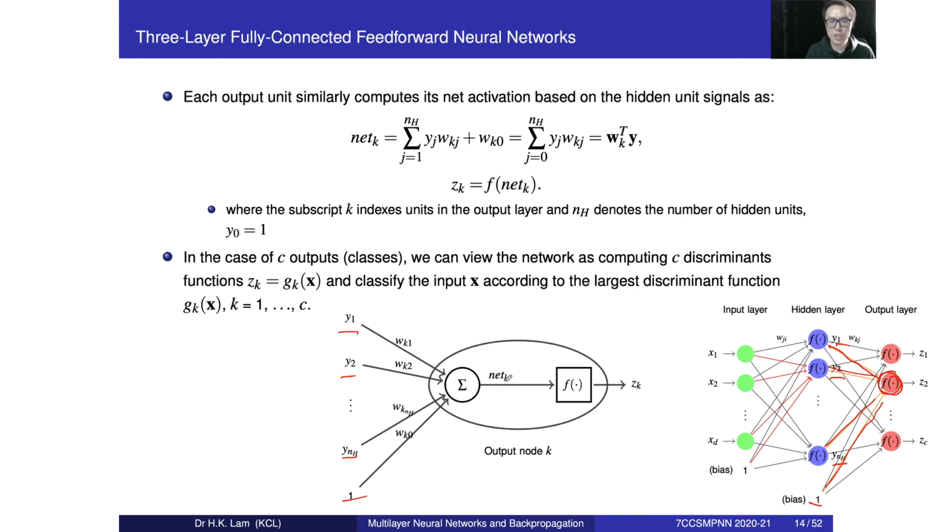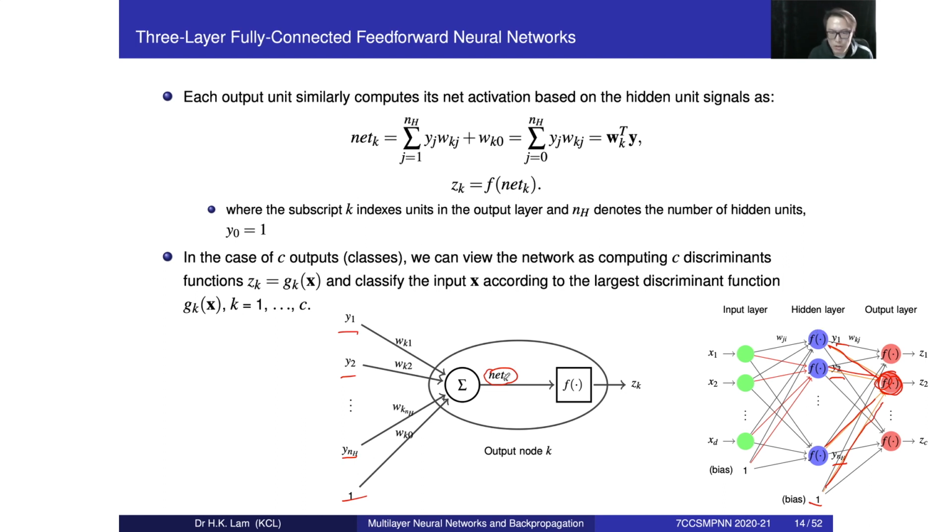We have a similar structure, that is a summation side, and then the output, that is net k. After we obtain net k, we feed it into this activation function f, that is this guy. The function f in the output layer can be different from the f in the hidden layer. Yeah, so it depends on our choices.